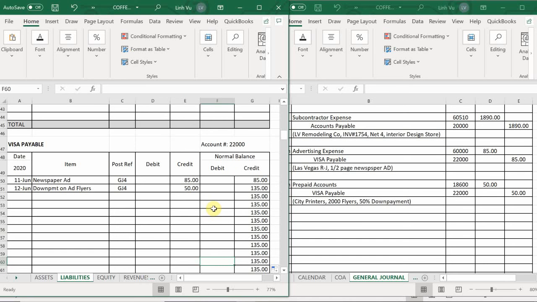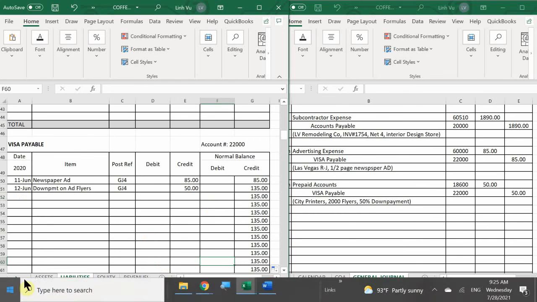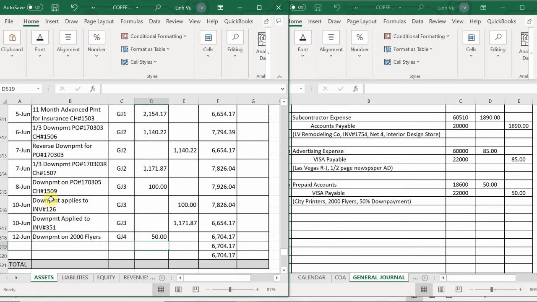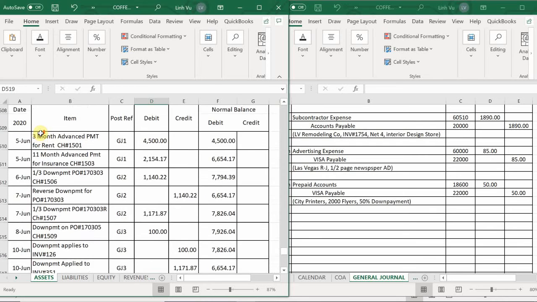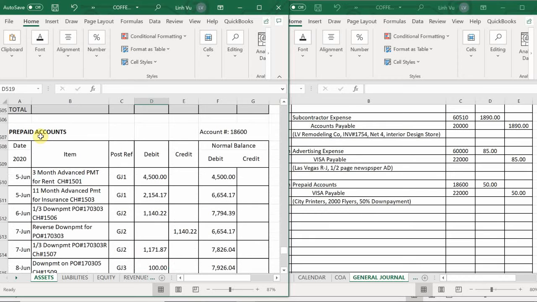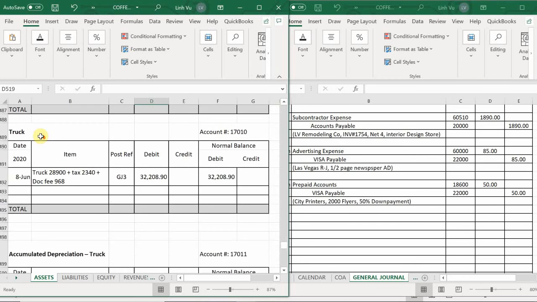Excuse me, can you go back to your assets? My assets, the prepaid. Is that where you put the 2000 right there? It's under prepaid. I am under prepaid right now. Where you put the last transaction, it wasn't under checking. Can you scroll to the top on the asset part? Oh, prepaid account. Okay. All right. Thank you.